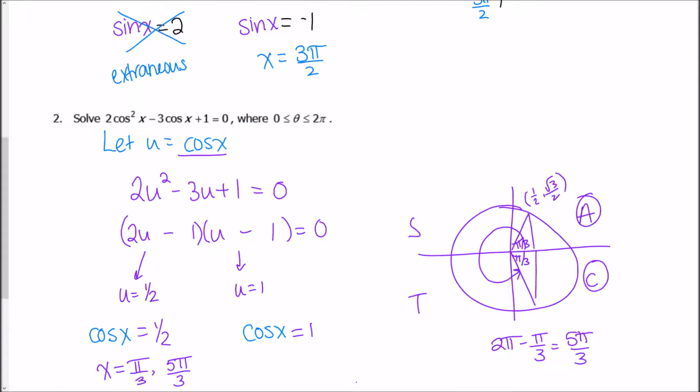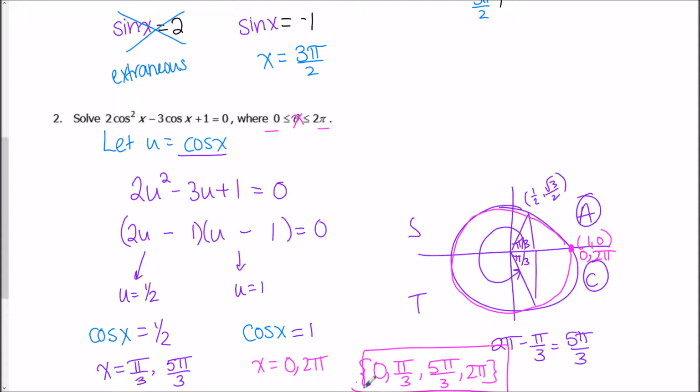Okay, and then we also want to look for where cosine is 1. Well, we know cosine is 1 at 0. And then when we make one full revolution around, since x has to be between 0 and 2 pi, we'll also say that 2 pi works. So that means that x could also equal 0 or 2 pi. So therefore, my solution set, and I'm just going to put it in from smallest to largest, is going to be 0, pi over 3, 5 pi over 3, and 2 pi.